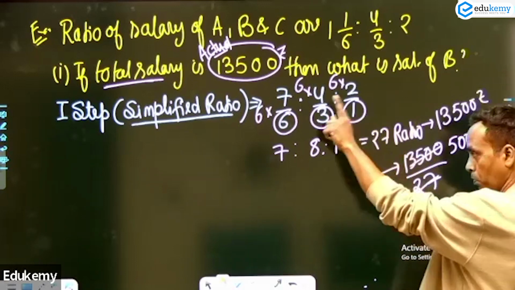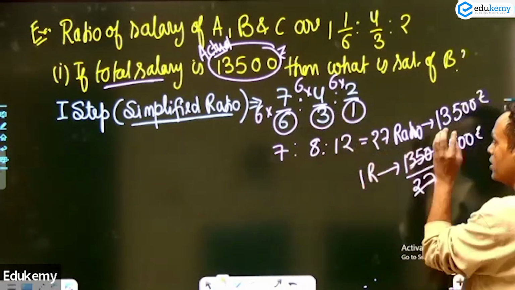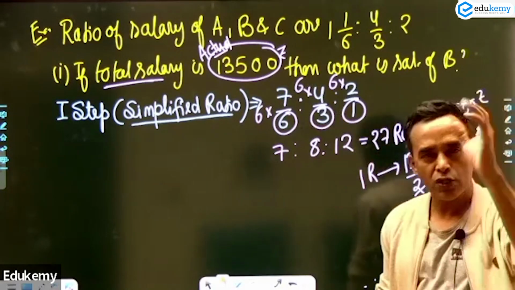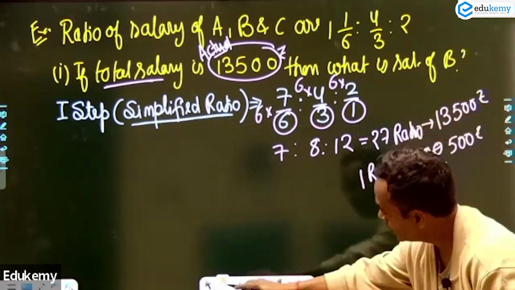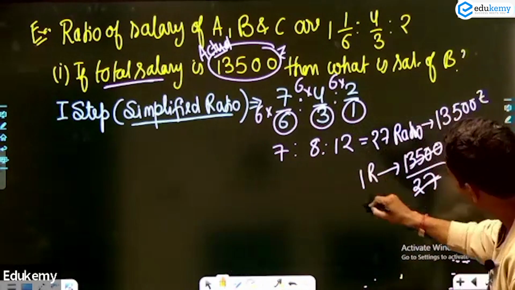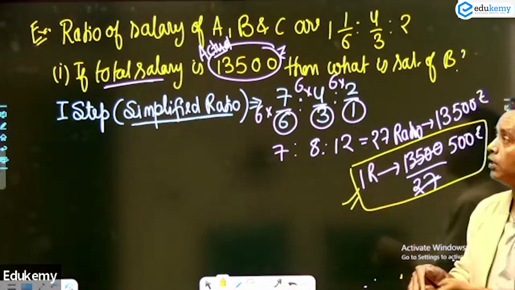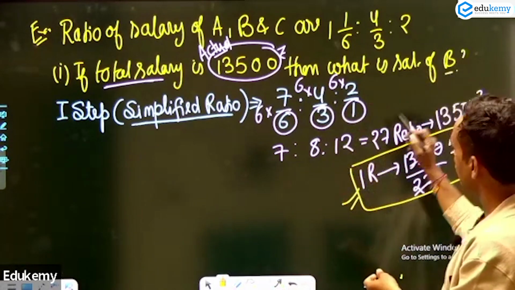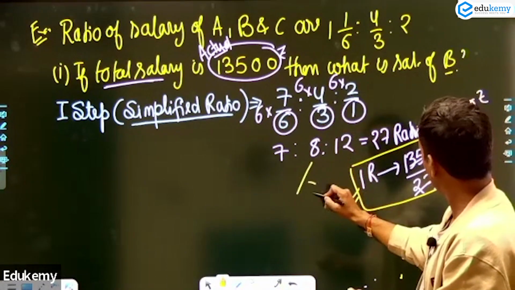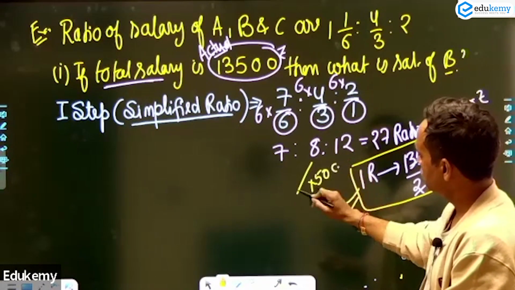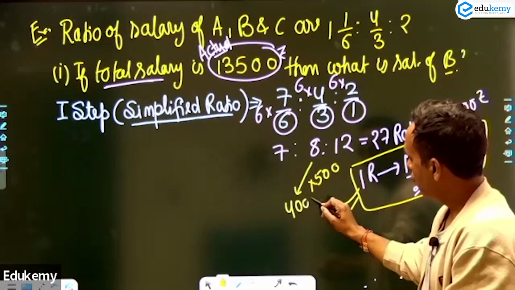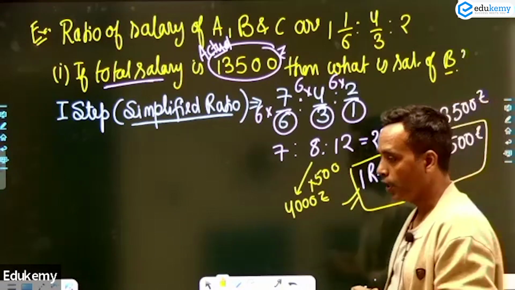So in this question, one ratio is equivalent to 500 rupees. Whatever you want, you can find out with this equivalent. Please remember, it is equivalent. And if you know the equivalent, you can solve any question. What do they want? The salary of B. So 8 ratio is equivalent to 8 into 500. It's 4,000 rupees. I think it's good.